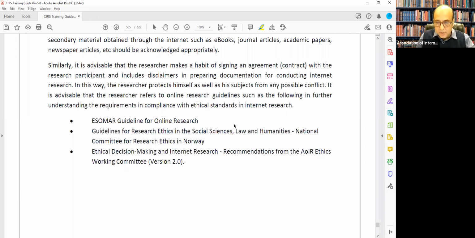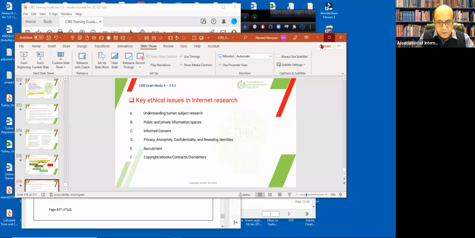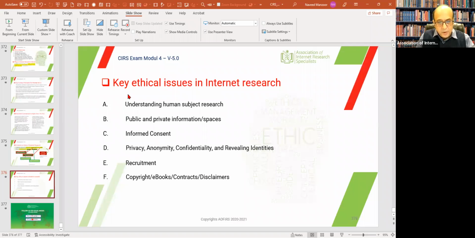So that's pretty much what we needed to cover on ethics. In fact, we finished it right here when we were talking about key ethical issues on the internet, which we discussed earlier in the first few slides. So: understanding human subjects, what is considered private and privileged versus public, as far as ethics, informed consent, privacy, anonymity, recruitment. Copyrights, ebooks, contracts, disclaimers.